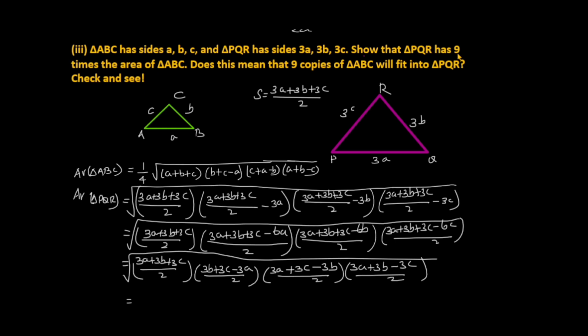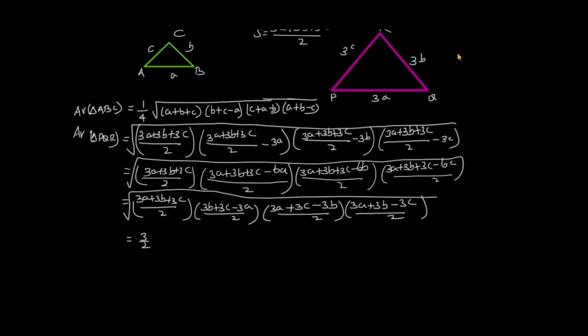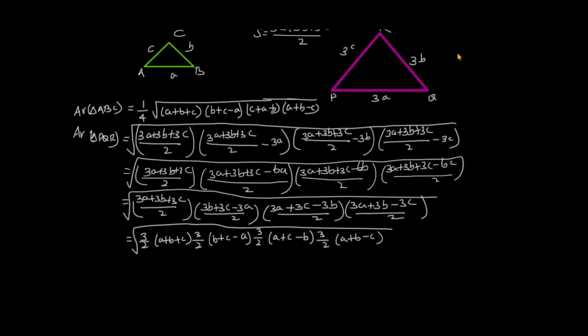So for all the brackets, 3 by 2 is common. So let's take 3 by 2 outside. That is 3 by 2 times A plus B plus C, next 3 by 2 times B plus C minus A, and 3 by 2 times A plus C minus B, then 3 by 2 times A plus B minus C under the root. Now for these two pairs we can take one 3 by 2 outside, and for these two pairs we can take one 3 by 2 outside.